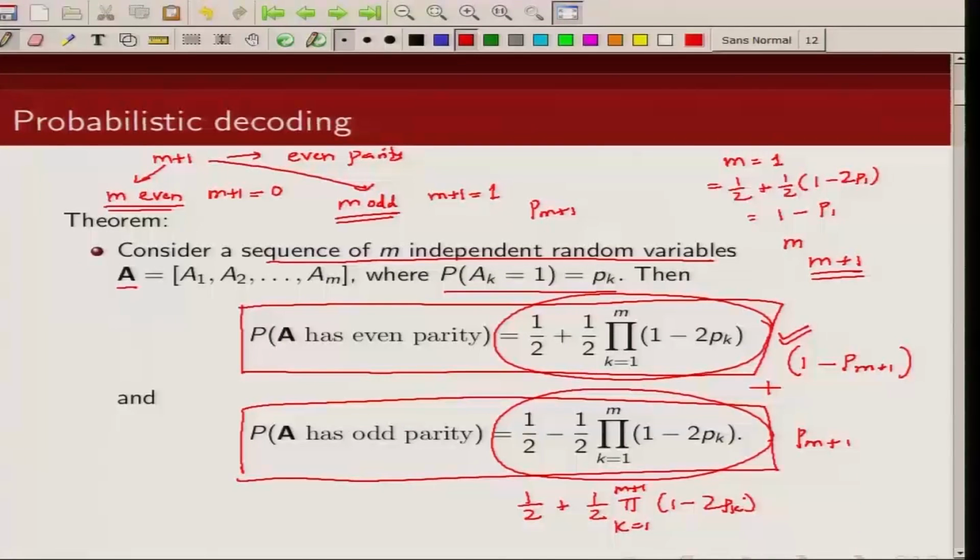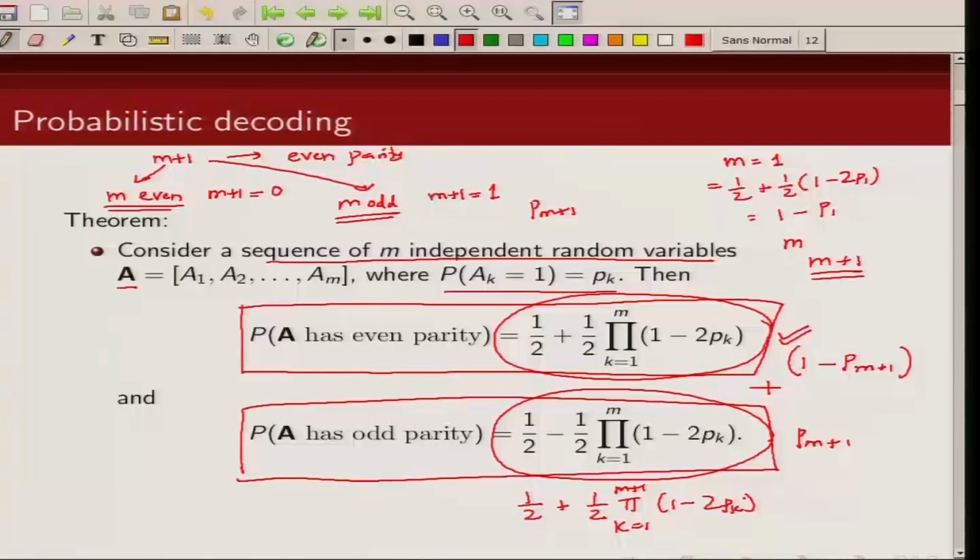So, details of the calculation I am just leaving it, but this is how using mathematical induction we are going to prove that this also holds true for m plus 1 and hence proof. Similarly, we can prove that probability that A has odd parity is given by this expression.